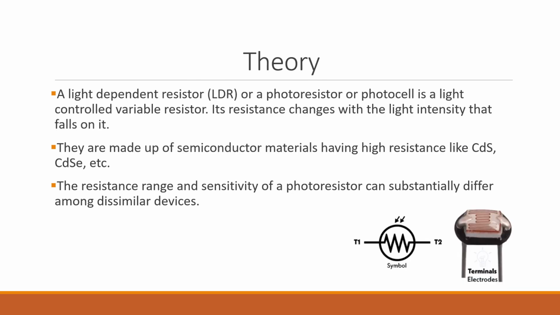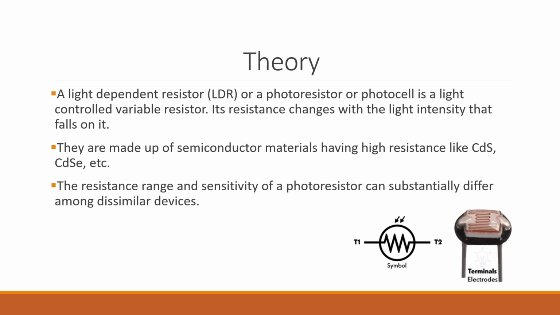So a light dependent resistor or a photoresistor is a light controlled variable resistor. Its resistance changes with the light intensity that falls on it. These are mainly made up of semiconducting materials having high resistance, for example, cadmium sulfide and cadmium selenide. The resistance range of the semiconducting materials and the sensitivity of this photoresistor can substantially differ among dissimilar devices.